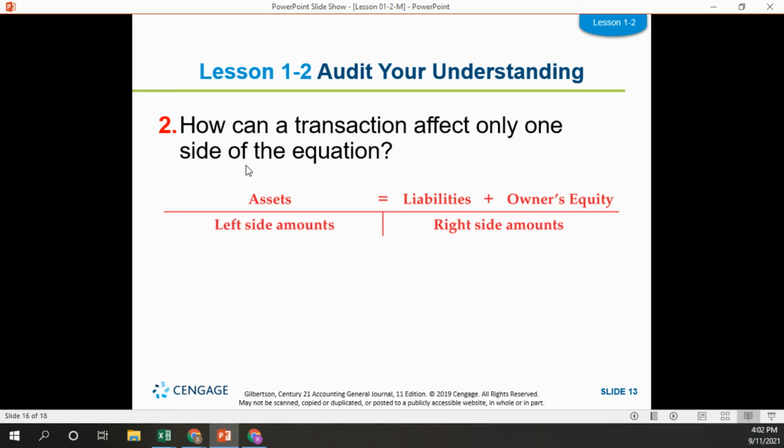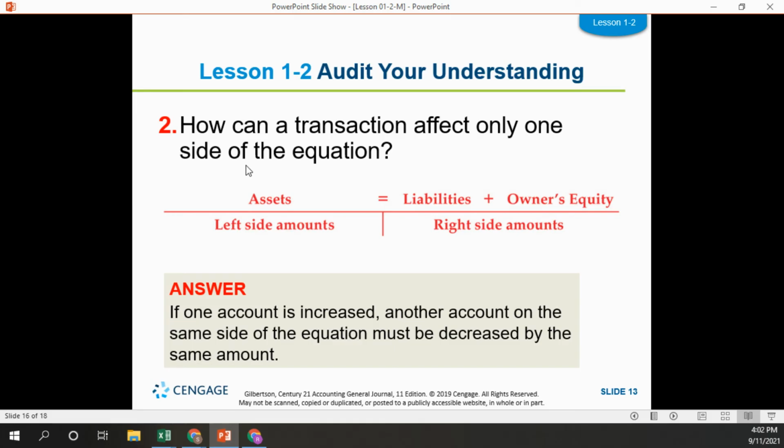How can a transaction affect only one side of the equation? Well, we saw that when we bought something with cash. If one account is increased, another account on the same side of the equation must be decreased by the same amount. So we saw that when we paid cash for supplies, and when we paid cash for prepaid insurance. We decrease cash, we increase that asset. So we're increasing a supplies account, we're decreasing a cash account. We're still on the left side of the equation, and they end up canceling each other out.